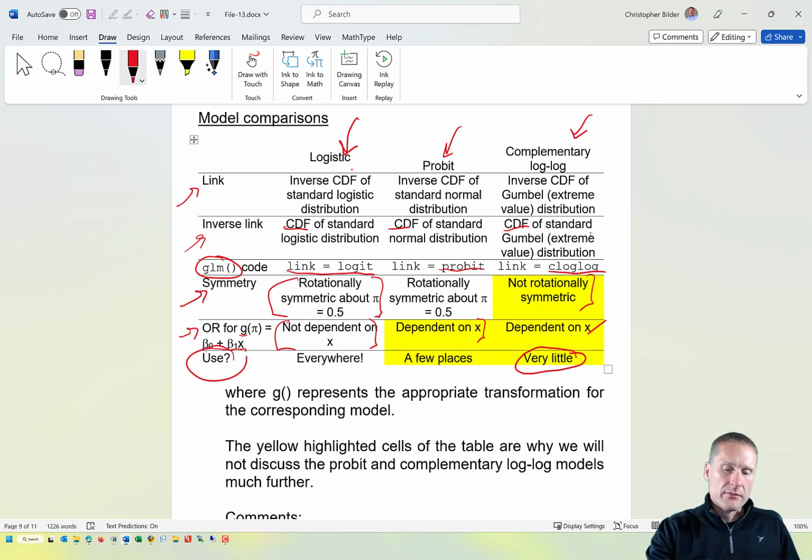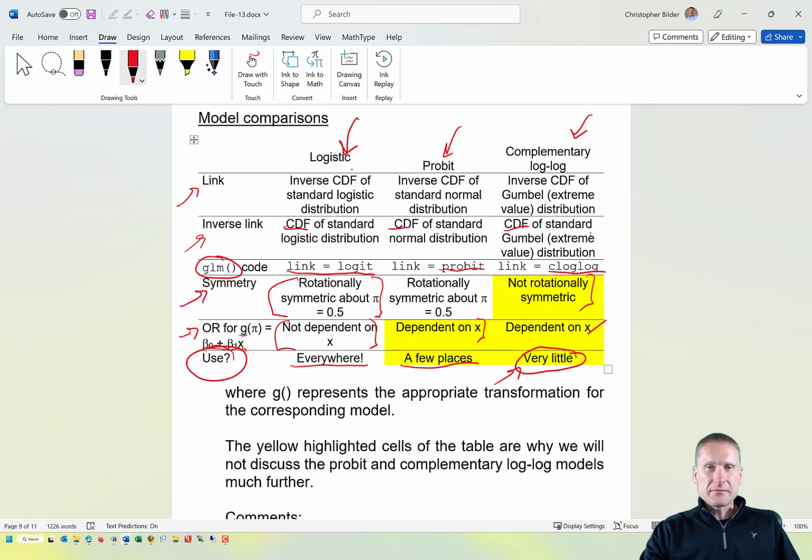So, how often are these models used? I kind of already said this. Logistic regression models are used everywhere. They're so widely used. Probit regression models tend to be used a few places every once in a while. I should say every once in a while, you do see these pop up. And it's hard to justify the use of complementary log-log regression models, although very often they are taught.